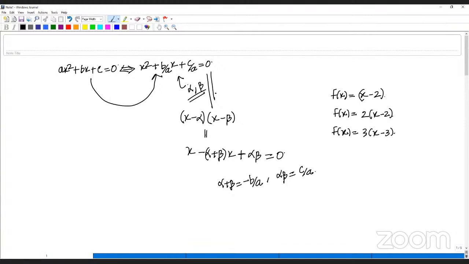Sir, can we assume the values directly from minus b by a? For example, if alpha plus beta, the sum of the roots, is 3/2, then can I assume that b is 3 and a is 2 directly? Is the way right or wrong? No, that is wrong.